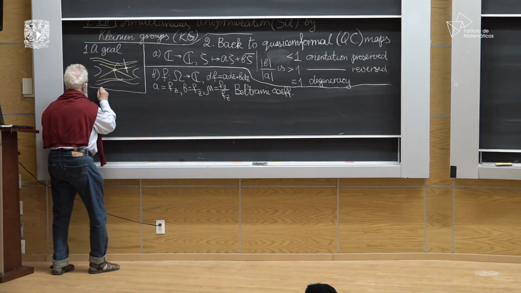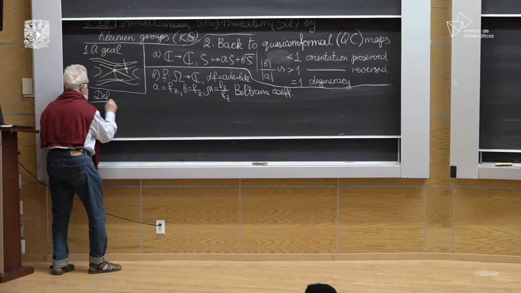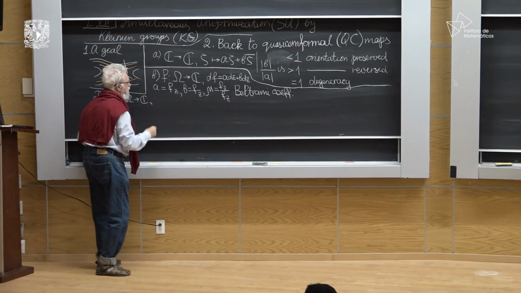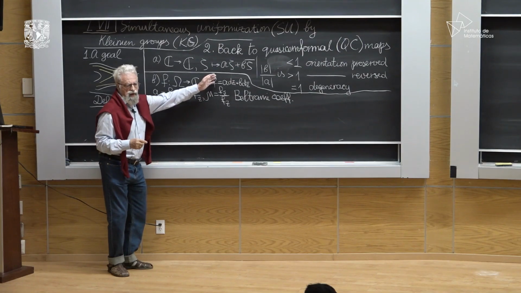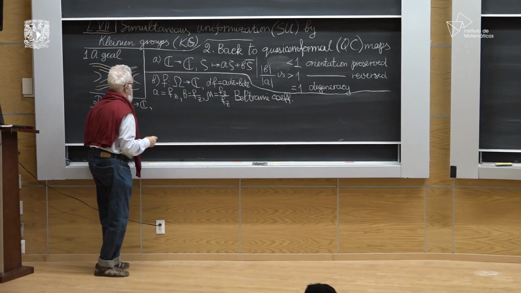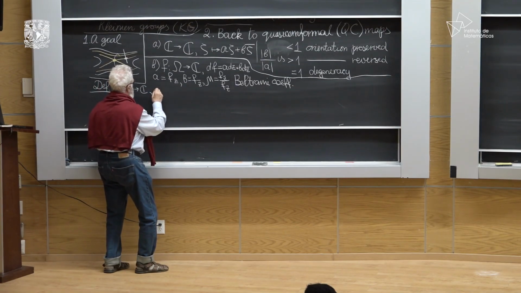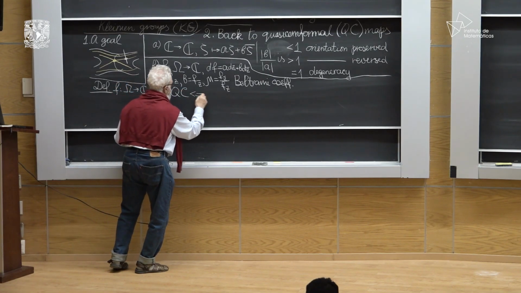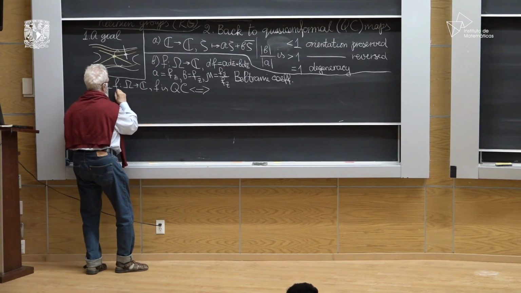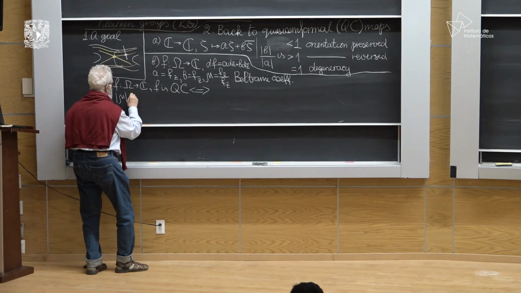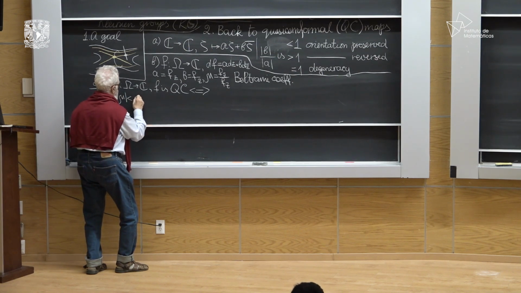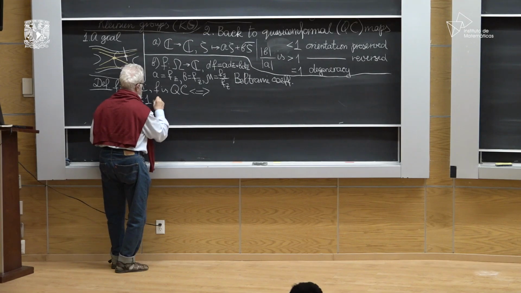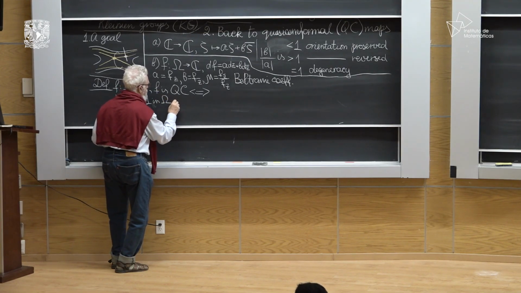A quasi-conformal map: if it is C1 smooth and has a continuous differential, then f is quasi-conformal provided that the magnitude of mu is smaller than q, smaller than 1, in the whole of omega. And that's it.